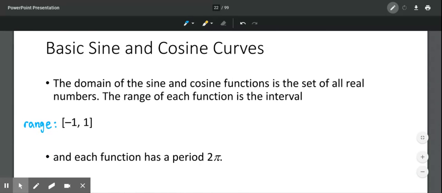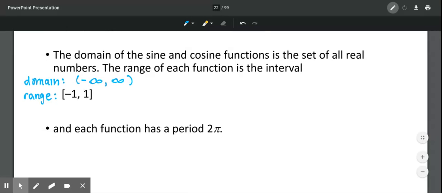But our domain goes forever. It'll just keep going around and around. So our domain is all real numbers, or we could say -infinity to infinity. Each function has a period of 2 pi. So that's important. A period means how long it takes for this to start over again and recycle, to go back through its cycle. And for sine and cosine, it's 2 pi, which is the distance around your unit circle. So every time it makes a trip around the unit circle, it starts repeating over and over again.